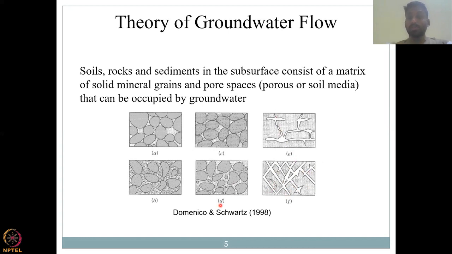So this porous space is a very important element in groundwater flow theory. Without this space, there's no groundwater. If it is full of solid, there's no place for the water to go.